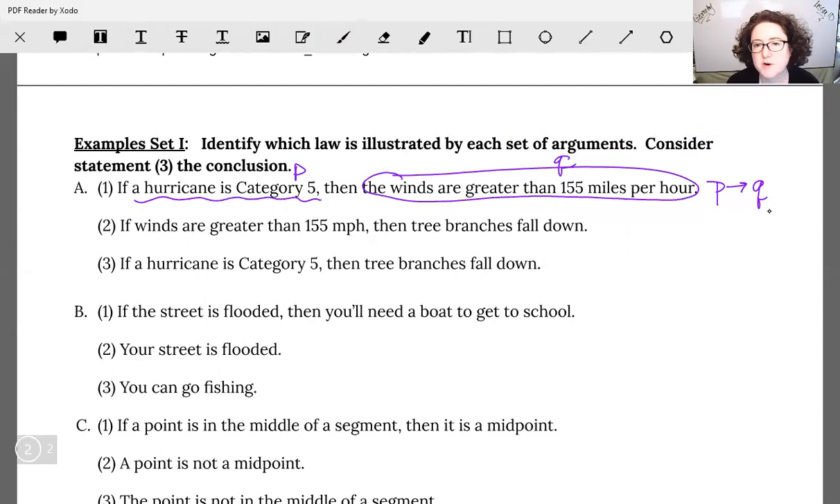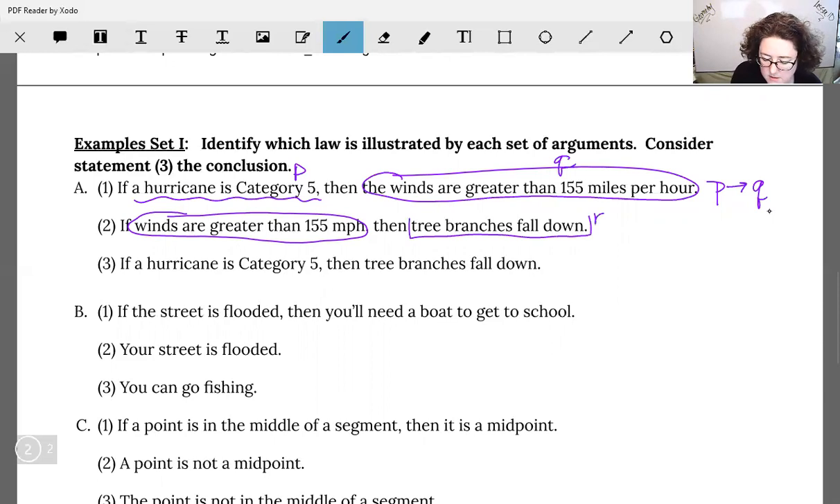If the winds are greater than 155, well, wait a second. That's the same idea that we just labeled as Q, so I'm going to circle them. Then tree branches fall down. New idea. Let's give it a new symbol, and I'm going to use the bracket. So we are given if Q, then R. What pattern, what law do you think we're actually using on this one? Hopefully you notice, hey, I have 3 variables, 3 separate ideas. So I want to check that against law of syllogism, and it's in the perfect order. I've got my Q's lined up. So that means, therefore, I should have if P, then R.